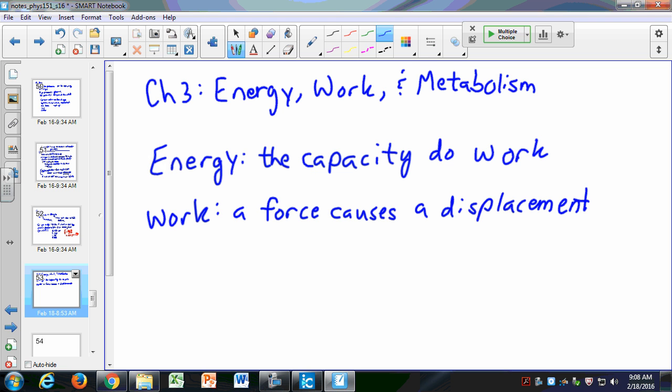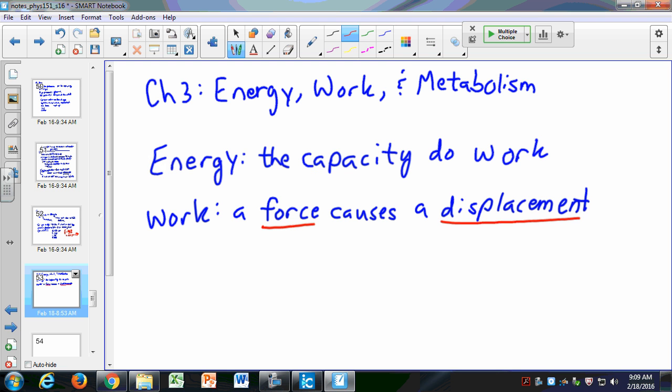Whenever I have work, I have to have both a force and a displacement in order to have work. I can have forces that don't do any work, for example, if they don't cause any displacement. Right now, there are forces acting on us, but we're not really moving around, so there's no work being done. The gravitational force is acting on us, pulling us down, but it's not doing any work. However, if I allow the gravitational force to cause an object to move, then that gravitational force is doing work on this object. So in order to have this physics definition of work, you have to have both a force and a displacement.